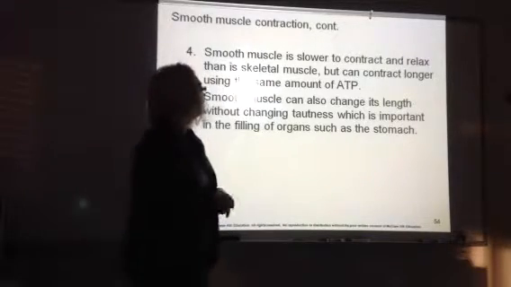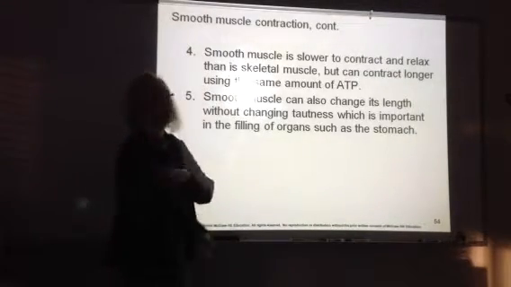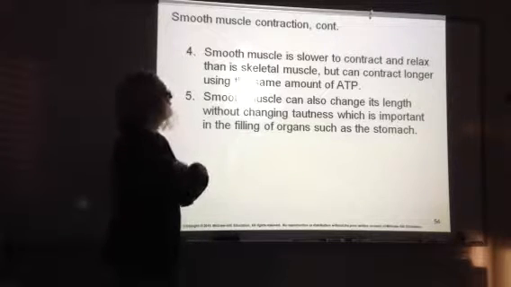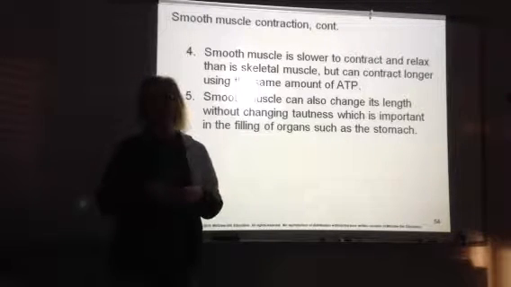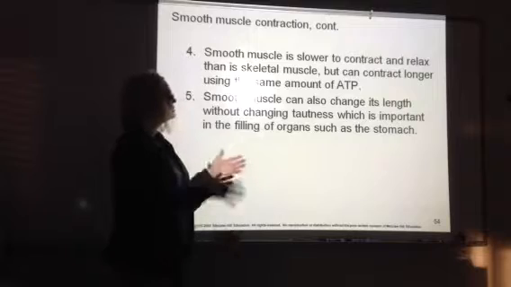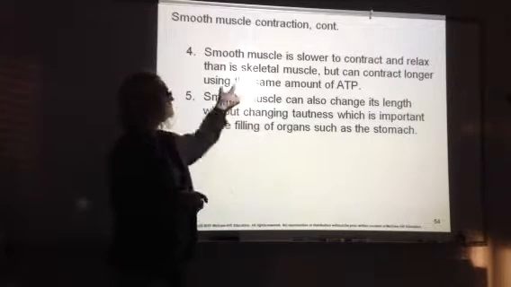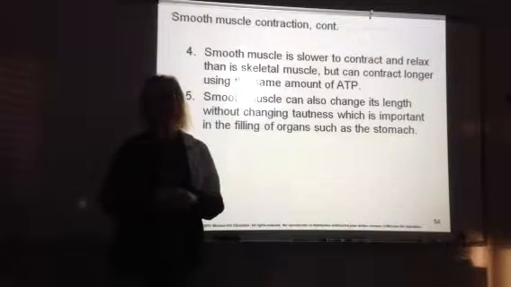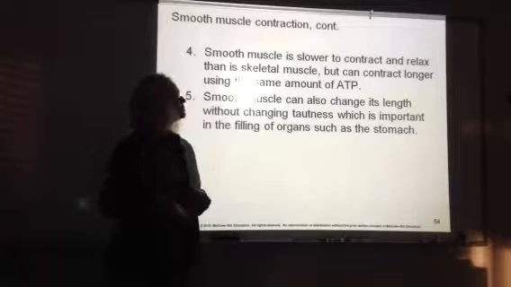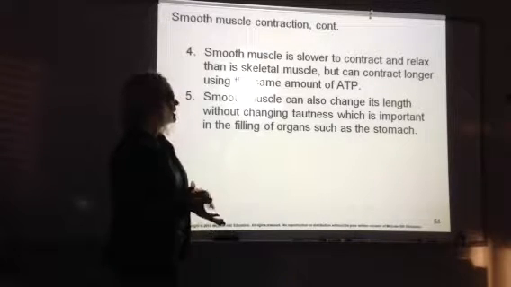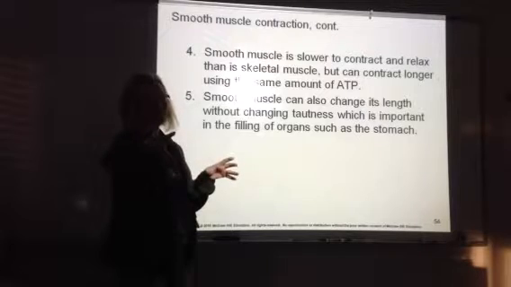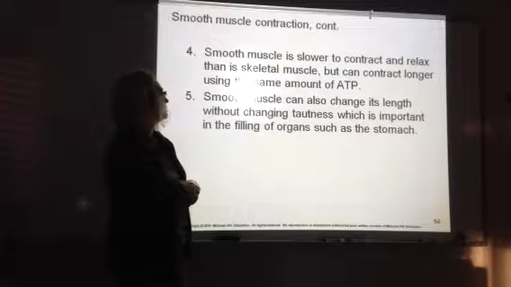Smooth muscle is a little bit slower to contract and relax than your skeletal muscle, but it can stay contracted for longer periods of time. So with that contrast, basically they use about the same amount of ATP. Smooth muscle can contract slower, but it lasts a longer period of time, so it needs quite a bit of ATP.